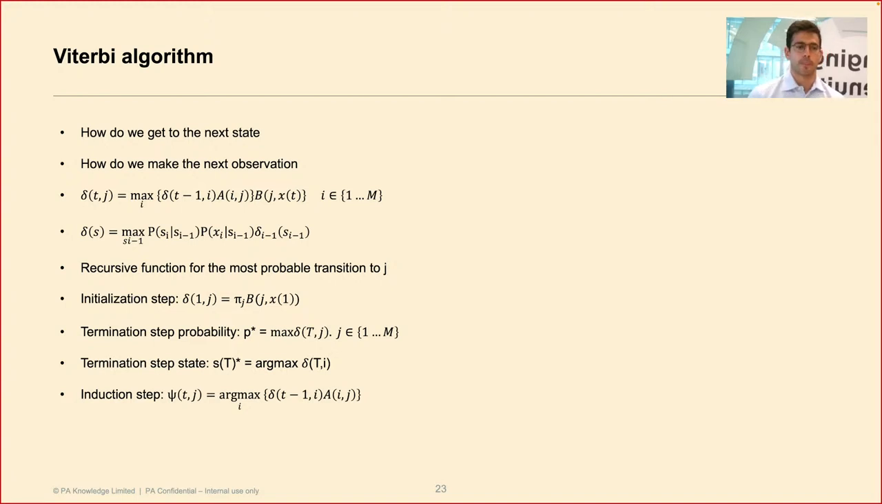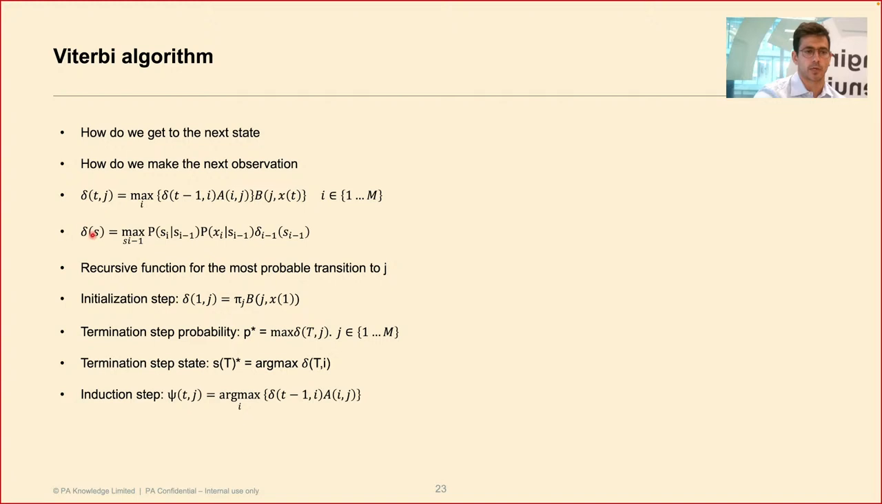Now, for each transition, we need to consider how do we get to the next state, and how do we make the next observation. So the main question to ask here would be, at time t, what is the maximum probability given that I have already visited the optimal sequence prior to time t to arrive to state j? Again, I will repeat that. At time t, what is the maximum probability given that I have already visited the optimal sequence of states prior to t, I have arrived in state j? Now, we can define that as delta t comma j.